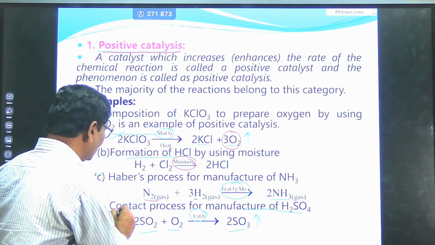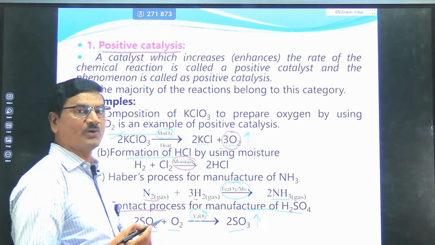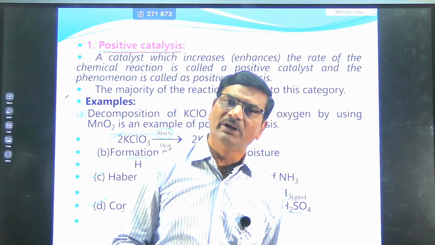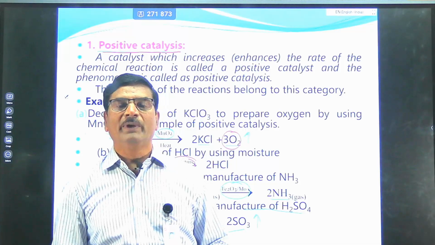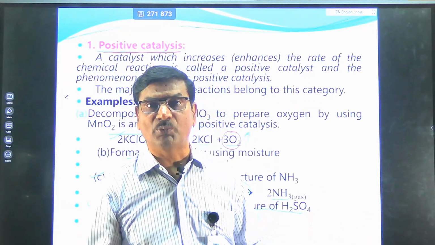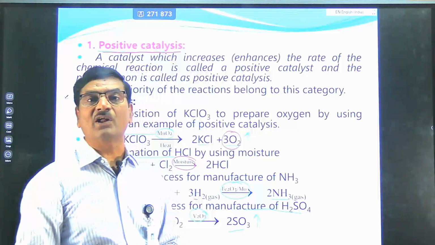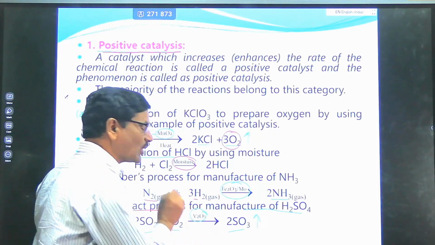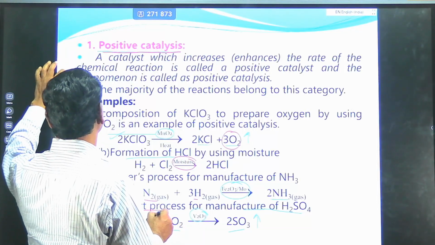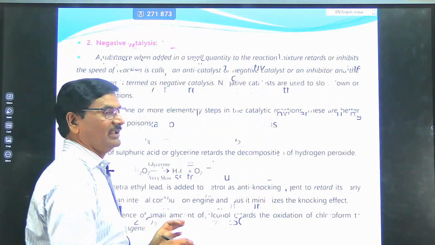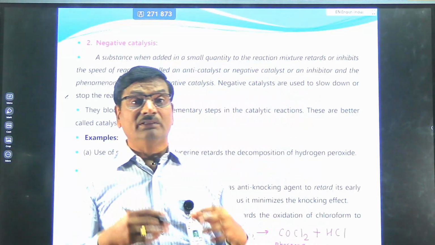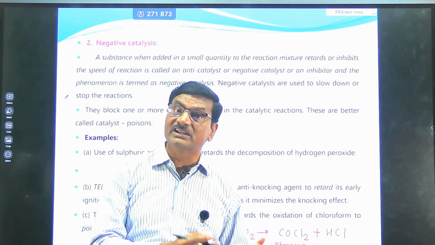In the next reaction, the contact process for manufacturing of sulfuric acid, SO2 combined with O2 gives rise to SO3. When SO3 gets dissolved in water, it gives rise to H2SO4. That reaction is carried out in presence of vanadium pentoxide as a catalyst. This is called a positive catalyst. Shortly, a positive catalyst is one where the rate of reaction increases. Numerous reactions come under this category.